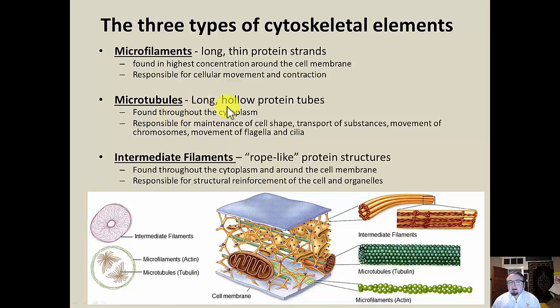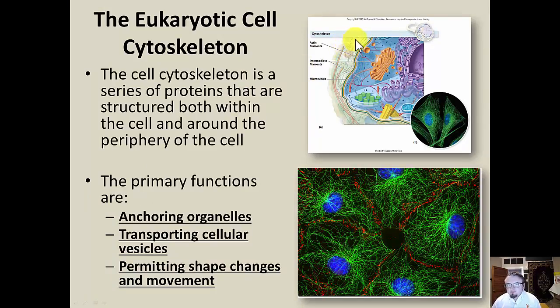So one type is called a microfilament, another type is called a microtubule, another type is called an intermediate filament. Each one is a little different. Microfilaments are these long thread-like proteins, and these are found in the highest concentration around the cell membrane. So going back here, you can see the microfilaments.